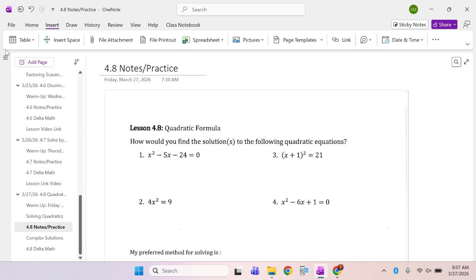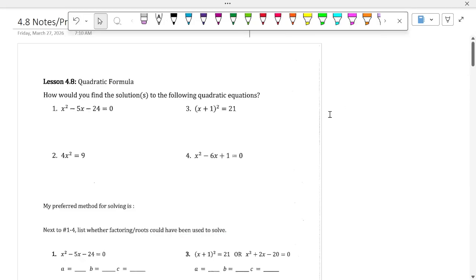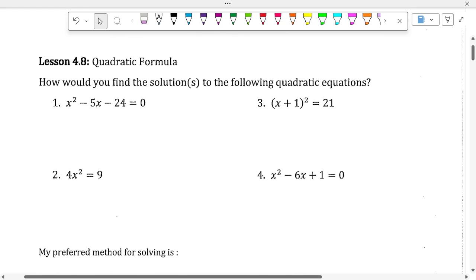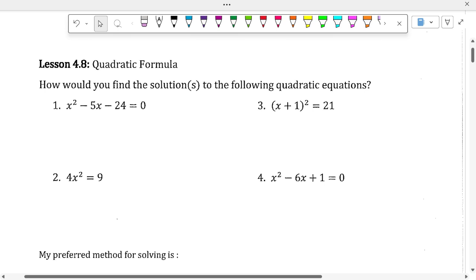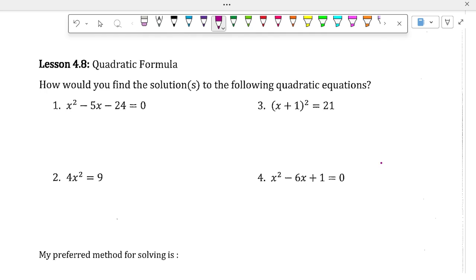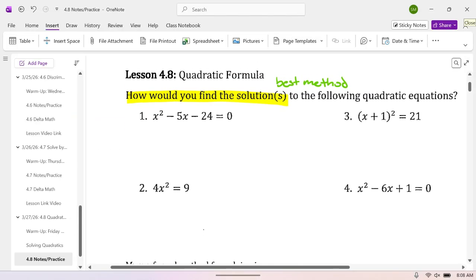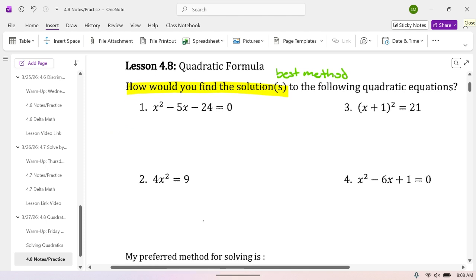So let's actually look into the notes. Based off of what I just said, let's look and see how we would solve these equations. If we look at each one of these examples, we're not going to actually solve them. I just want to know what would be the best method to solve them. So I'm just asking for the best method. All right. So for the first one, what do you think? If you saw that, what would be your gut instinct?